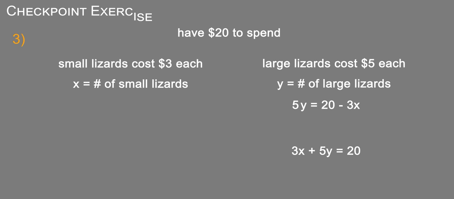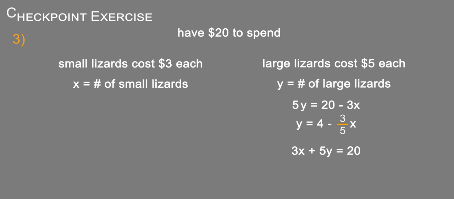We could also divide both sides by 5, and we get y equals 20 divided by 5, which is 4, minus 3/5 x. So essentially, if we don't purchase any small lizards, we're going to be able to purchase 4 large lizards, which makes sense because 5 times 4 equals 20. Technically, since it's asking for a function, this would be the most appropriate equation here.